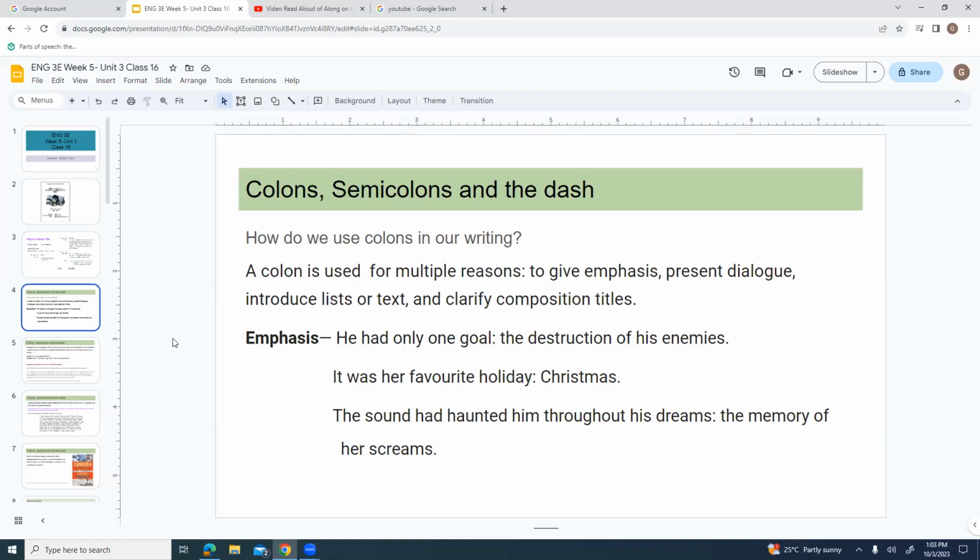Colon can be used for multiple reasons in writing. It can be used to give emphasis. It can be used to present dialogue. It can be used to introduce lists or text. And it can also clarify composition titles.